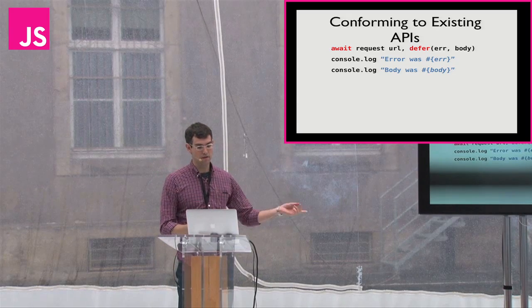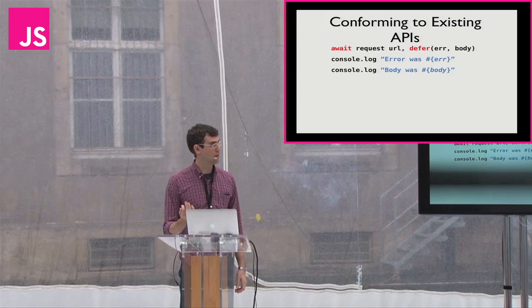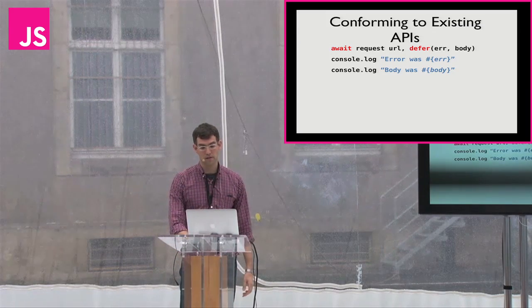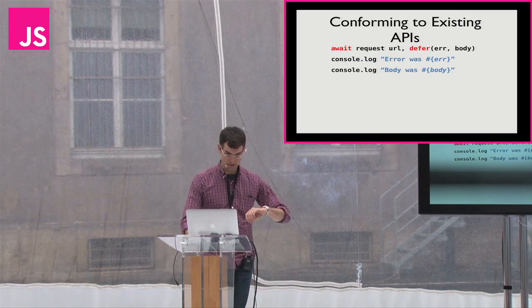So after control leaves this await block, the request library will have filled in the error and the body, and they'll be available as those two variables. So in this way, you can use IcedCoffeeScript in any API.